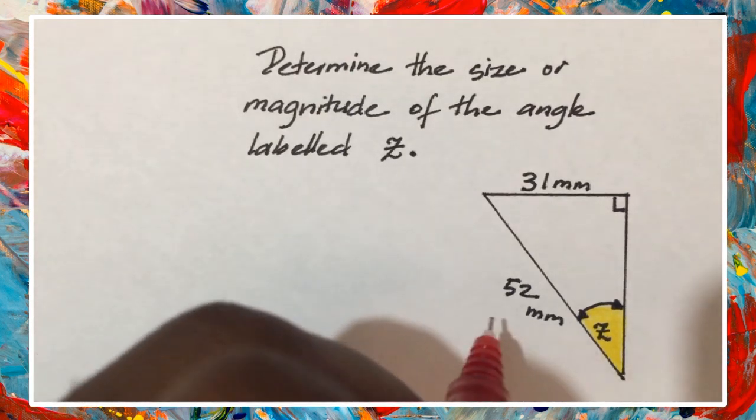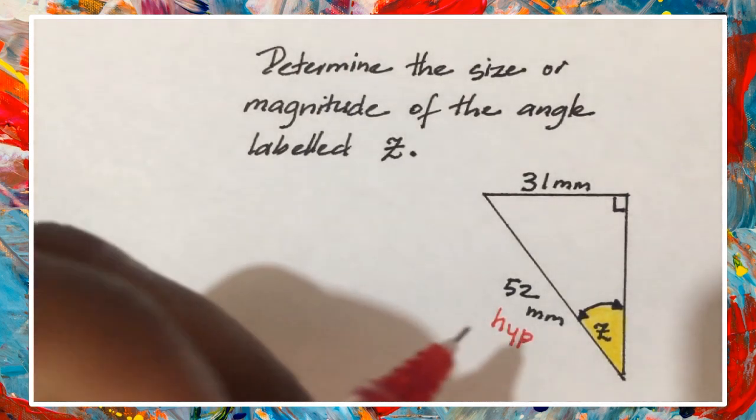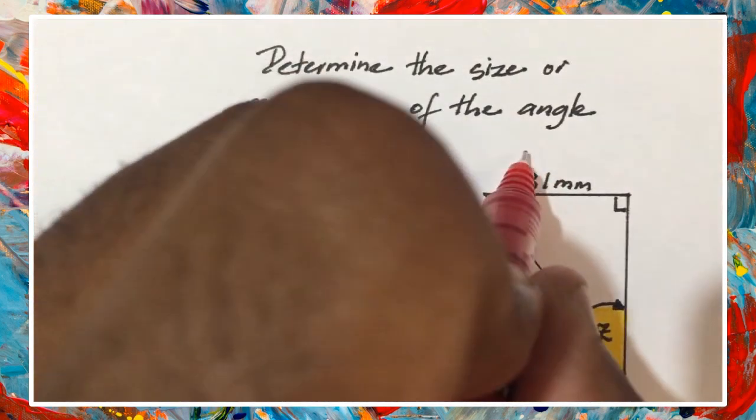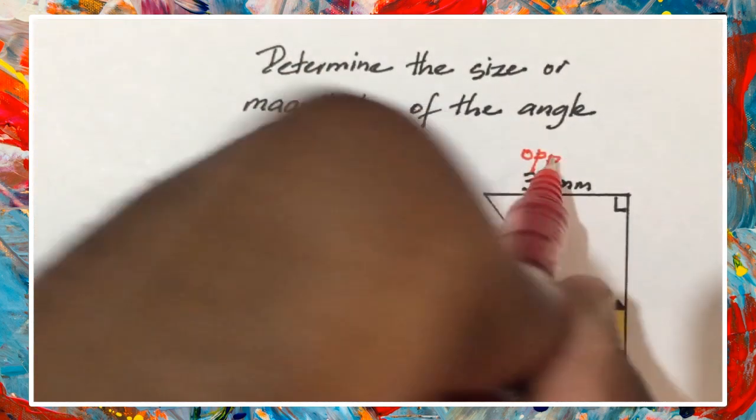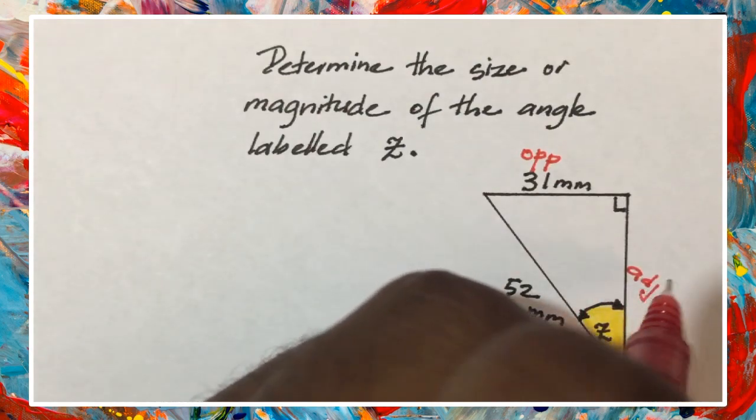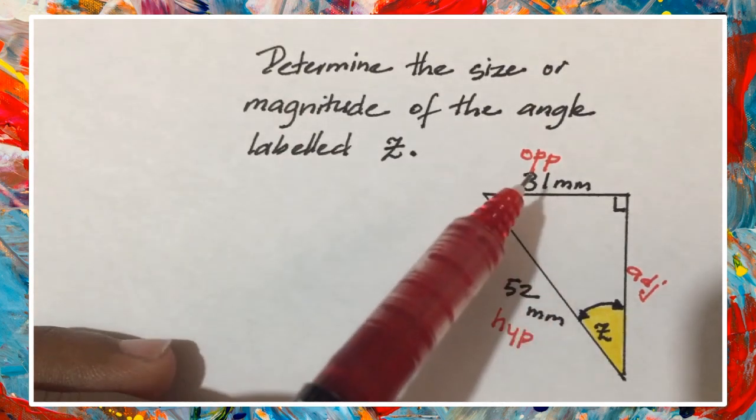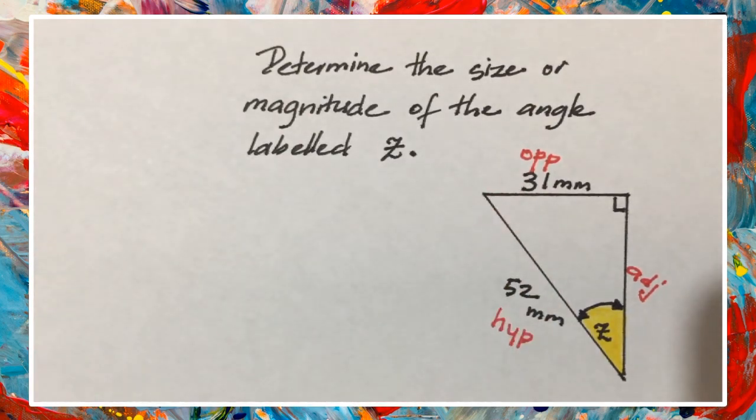So we all know that this is the hypotenuse. We also know that this is the opposite. And we know that this is the adjacent. Good. Cool? So notice we're trying to find the size of angle Z, but we're only given two pieces of information. We're given the opposite and the hypotenuse.